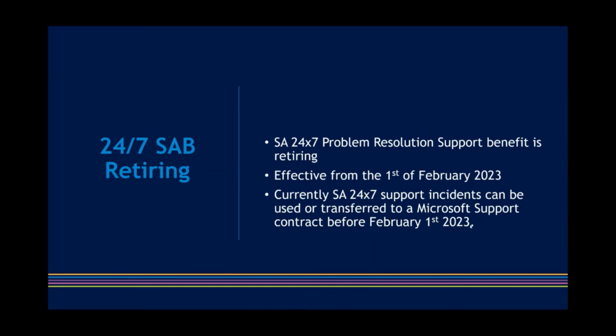Microsoft have decided to fully retire the 24/7 problem resolution support benefits from software assurance for all customers effective from the 1st of February 2023. As Microsoft's support offering adapts to increase cloud adoption and digital transformation, they believe this is the next natural evolution. What this means for you: new software assurance 24/7 problem resolution support instances won't be allocated starting the 1st of February 2023. Your current software assurance 24/7 problem resolution support instance can be used or transferred to a Microsoft support contract before February the 1st. Unused instances will then not be available starting from February 1st, 2023.